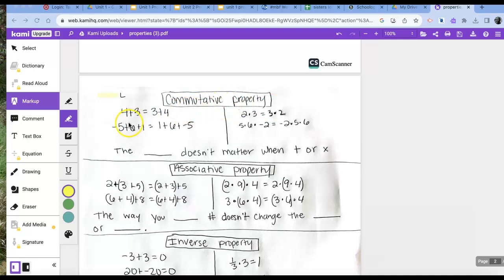All right, so you should have paused, and now you should see that the numbers are the same. I have 4 and 3 on the left, and I have 3 and 4 on the right. The numbers are the same, but what has changed is their order. Same thing here, 2 times 3, and then over here it's 3 times 2. So the numbers are the same, their order has changed. That is what the commutative property is all about. The numbers remain the same, but the order changes. So we would say the order doesn't matter when adding or multiplying. You're going to get the same outcome.